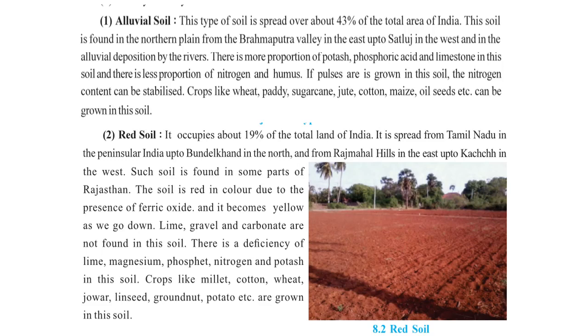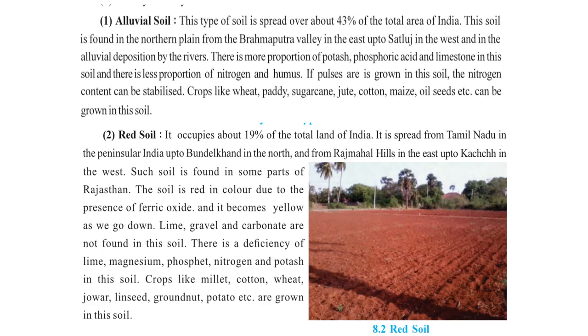Next comes red soil. As you can see in the picture itself, and as the name suggests, it's red in color. It occupies about 19% of the total land of India. It is spread from Tamil Nadu in peninsular India, that is in the south of India, up to Bundelkhand in the north, and from Rajmahal Hills in the east up to Kutch in the west. That entire region is covered with red soil.